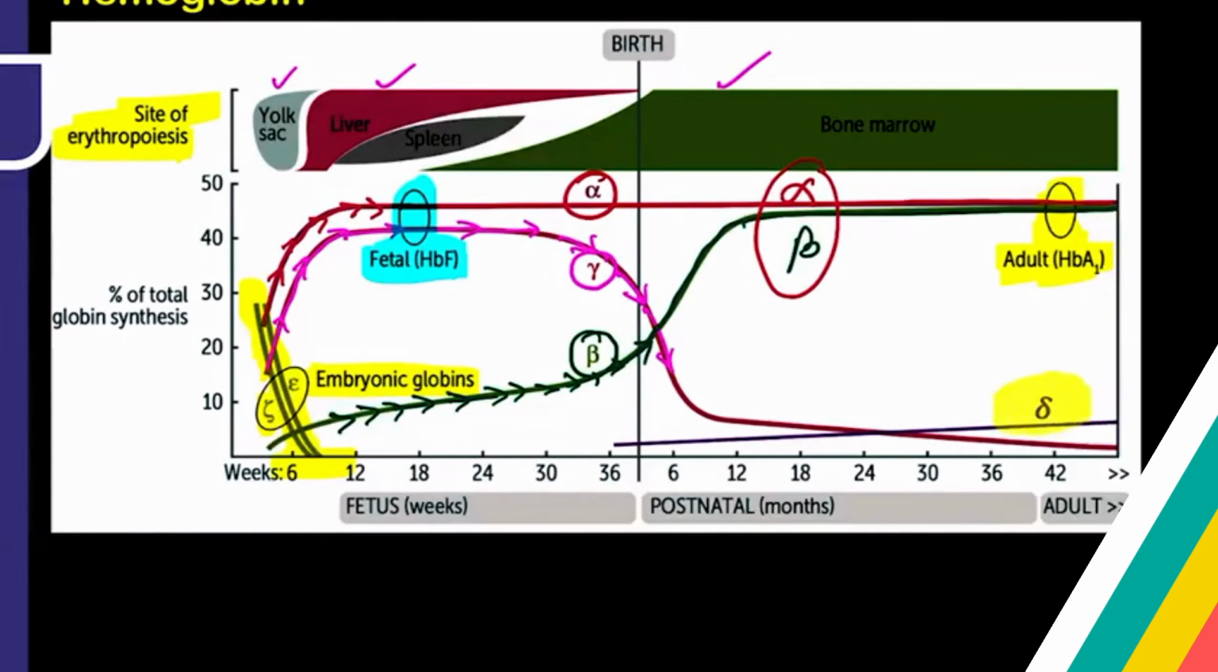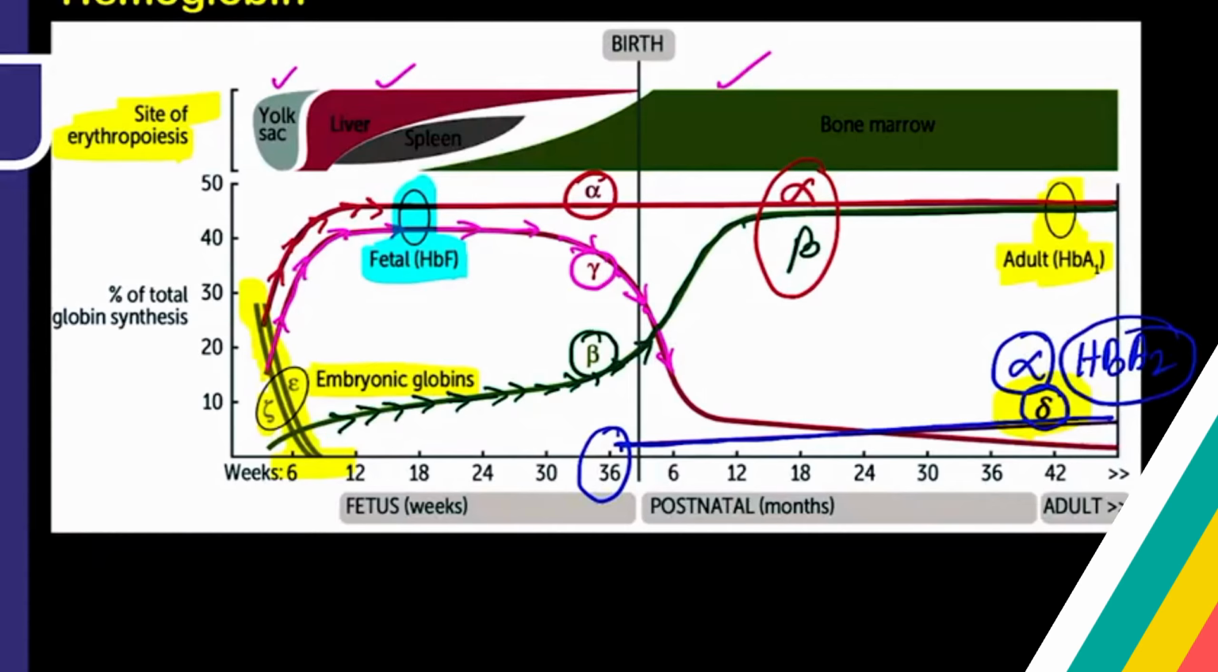So this is the delta chain. The delta chain synthesis started from here, in and around 35 weeks of gestation. Although it starts being synthesized from 35 weeks of gestation, its concentration never rises to a very high level. It remains at a very, very low level. When this low level delta chain is combining with alpha chain, which is very high, but delta chain is low, then this is known as HbA2.